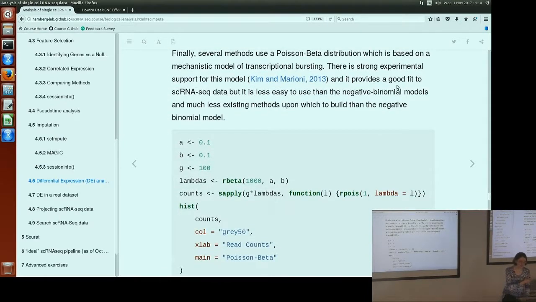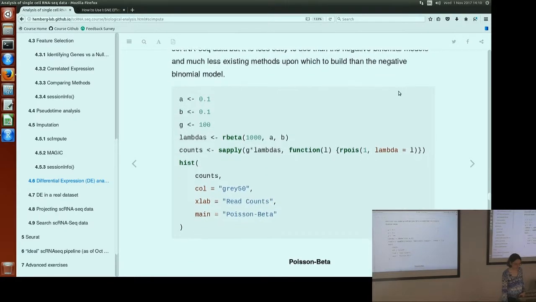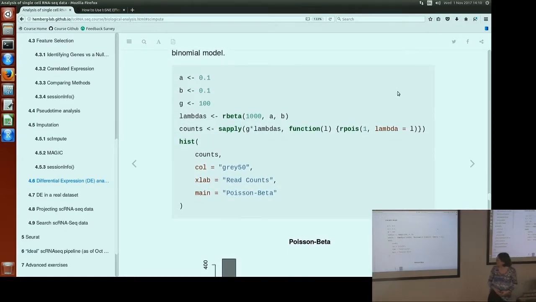However, the model that makes the most biological sense and that has the most experimental support is actually a Poisson-beta distribution. This has three parameters, alpha, beta, and gamma. I've called them A, B, and G here. Alpha is the probability of the promoter being turned on. Beta is the probability of the promoter turning off. And gamma represents the rate of transcription from that promoter while it's on.